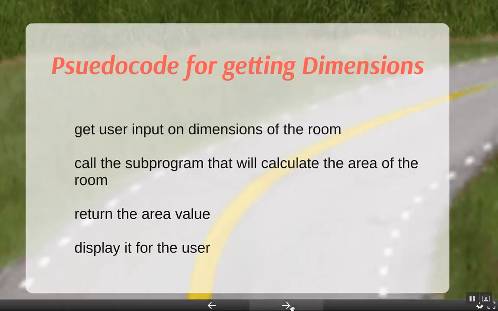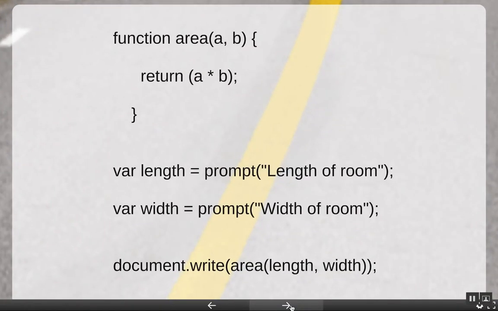Here is a simple subprogram or function by the name of area that is called using JavaScript. It follows the pseudocode but looks very different. It says function area, and in parens a comma b, opening curly brace, return in parentheses a times b, semicolon, ending curly brace.